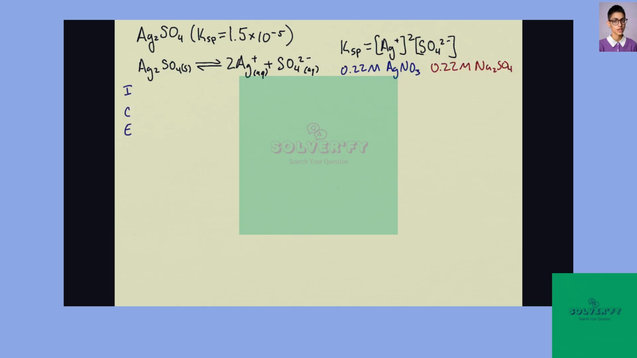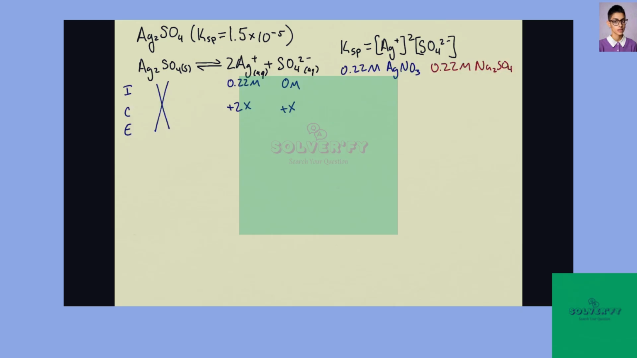where our initial concentration of Ag+ is 0.22 molar. This comes from our AgNO3 that begins in the solution. We then start with 0 molar SO4 2-, and we can ignore Ag2SO4 in this table since it's a solid. So our change is then some unknown x. For SO4 2-, it'll just be plus x, and for Ag+, it'll be plus 2x, since we have this coefficient of 2 out in front.